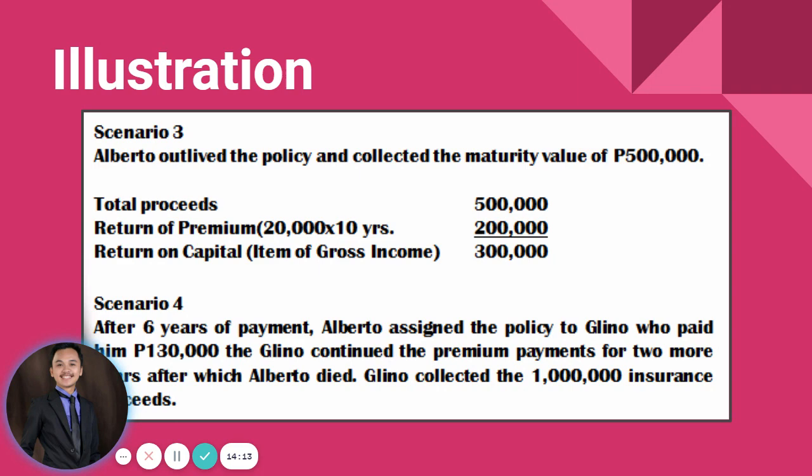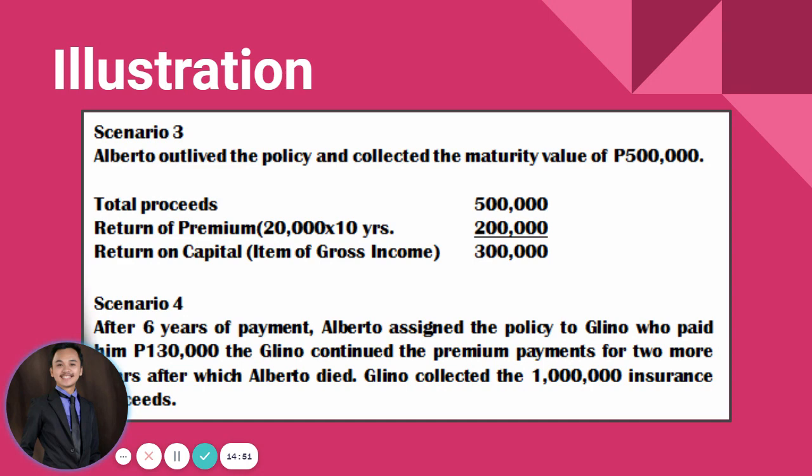Okay. What will be exempted is the total 170,000 considered as return of capital. So again, as you can see, 170,000. So 170,000 is from the 130,000 he paid to Alberto plus the 40,000 additional payment for 2 years, since Alberto died after 2 years. So therefore, the total return of capital of Glino will be 170,000.